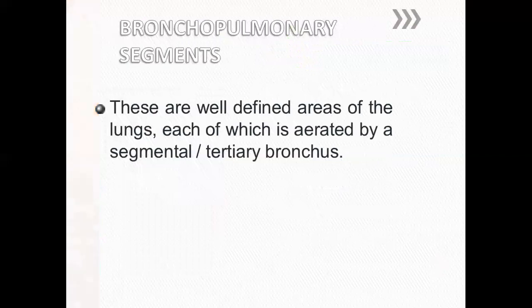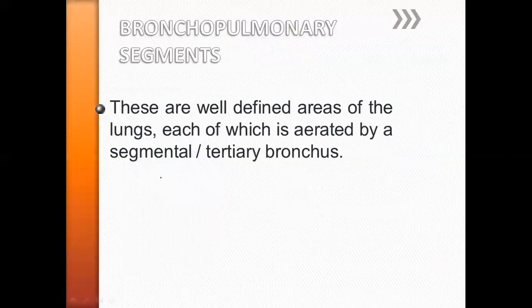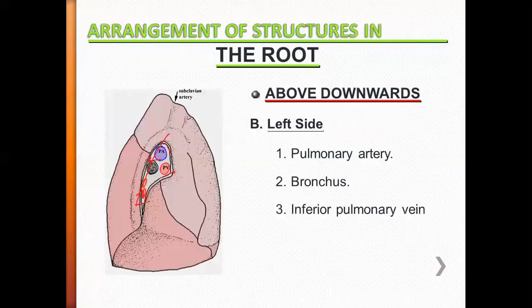Now you know the external features of the lung. Let me give you a quick revision of what we have seen. We started with the apex, then the base. The apex is near the first rib and clavicle, and the base is sitting on the diaphragm, so we call it the diaphragmatic surface.